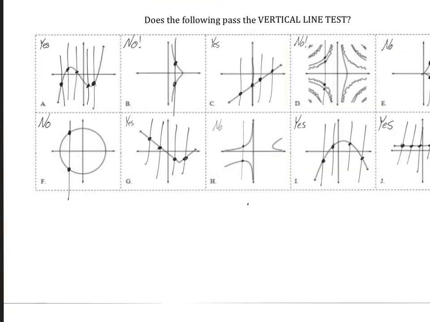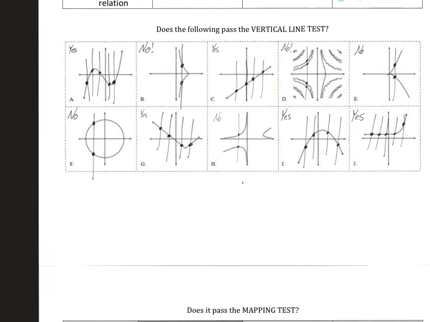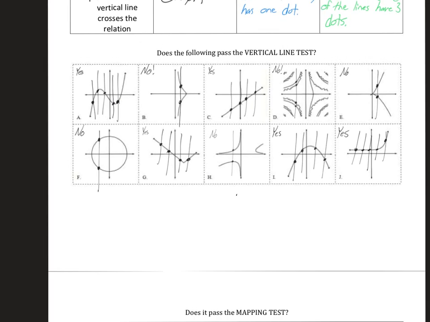Okay, so looking at this, the first one is yes, it does pass because it only has 1 dot for each line. The second one is no, because in one spot it hits twice. For C, it's yes, D is no, E is no, F is no, G is yes, H is no, I is yes, and J is yes. So one more time, we drew lines that went straight up and down, and we saw how many times the graph actually crosses those lines.